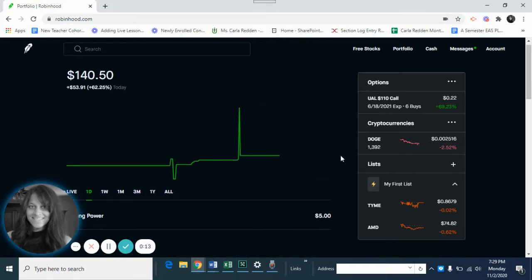So if you've already signed up for Robinhood, then all you need to do is go to Robinhood.com and, well, log in.